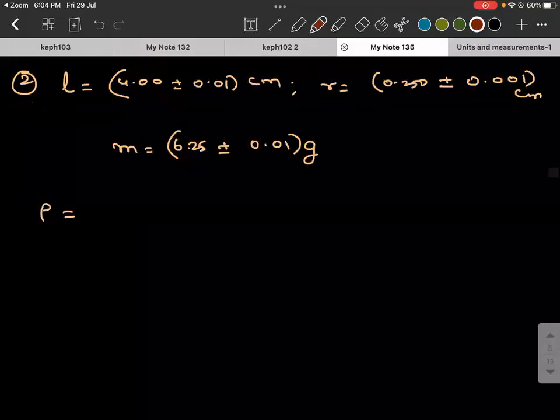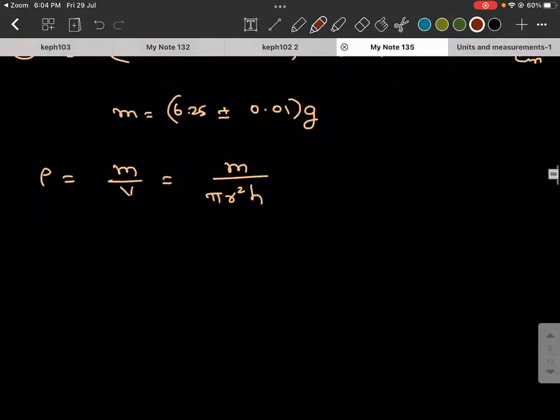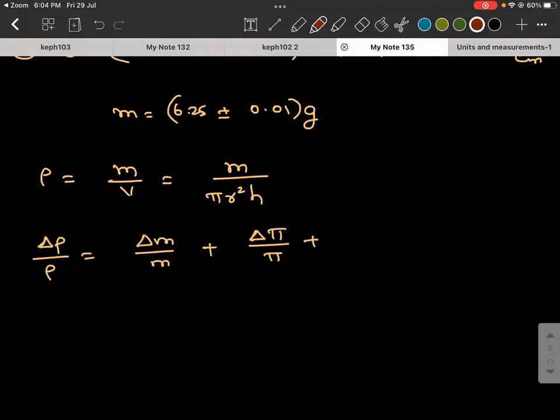We know that density is equal to mass divided by volume. So mass divided by volume, where volume is pi r square h. How do you show the steps? Delta rho by rho is equal to delta m by m plus delta pi by pi plus 2 times delta r by r plus delta h by h. Why did you strike off?